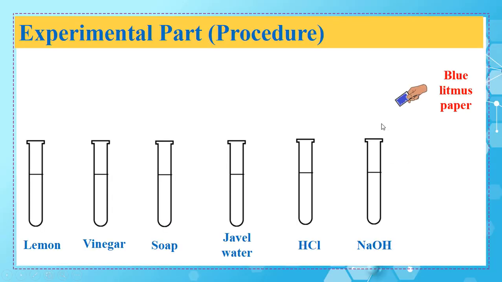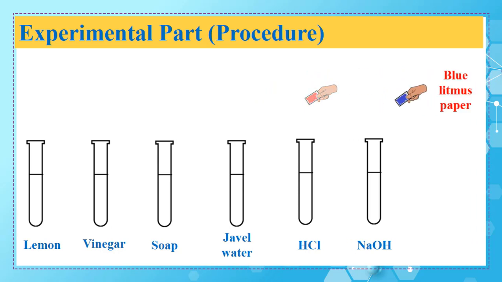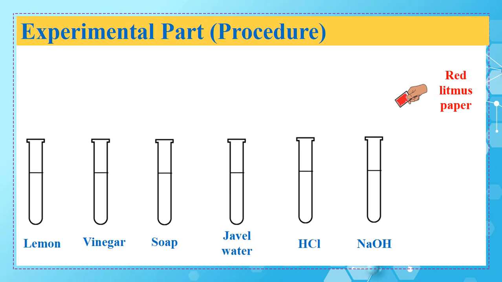After that, the same procedure is repeated but using blue litmus paper this time. Observe and record your observations in the second row in the table. Finally, the procedure is repeated again but using red litmus paper this time. Keep in mind to fill in your observations in the third row in the table.